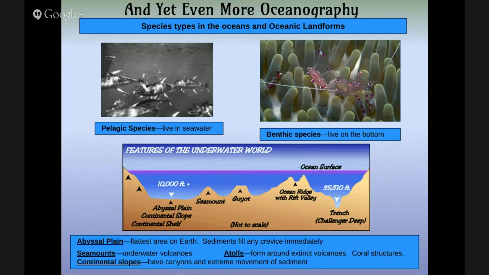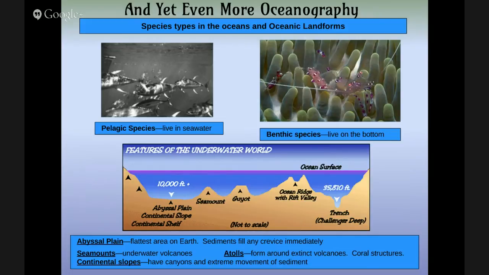Now look at these features of the ocean floor. This should be familiar. So we have the abyssal plain, continental slope, and the continental shelf. A seamount is just an underwater volcano. A guyot is like an underwater volcano that gets eroded because sea level drops and then may rise back up again. The ocean ridge with the rift valley, we should know that this is formed by a divergent plate boundary. An example is the mid-ocean ridge.